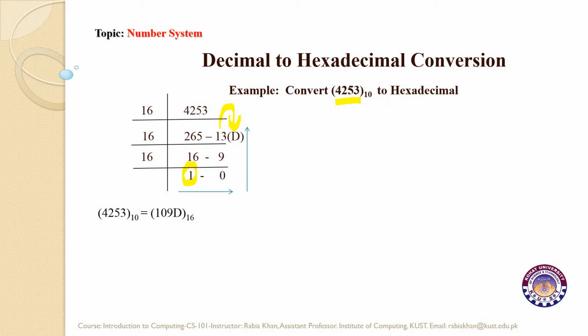So 4253 in base 10 is equal to 10. These are the bottom numbers of conversions. 10. Here you can see 9D are at the top. So 109D in base 16 is equal to 4253 in base 10. I hope you have understood this procedure.